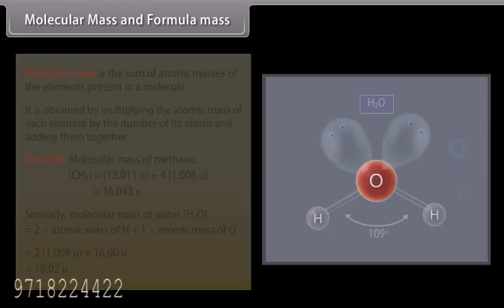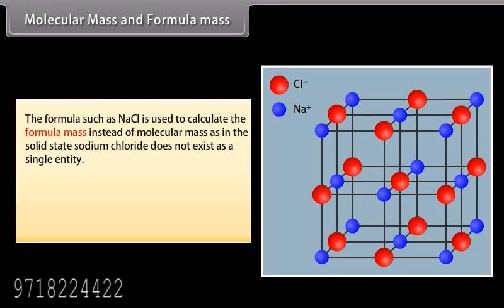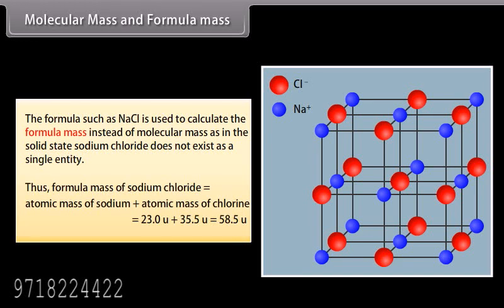18.02 u. A formula such as NaCl is used to calculate the formula mass instead of molecular mass, as in the solid state sodium chloride does not exist as a single entity. Thus, formula mass of sodium chloride is equal to atomic mass of sodium plus atomic mass of chlorine, which is equal to 23.0 u plus 35.5 u, which is equal to 58.5 u.